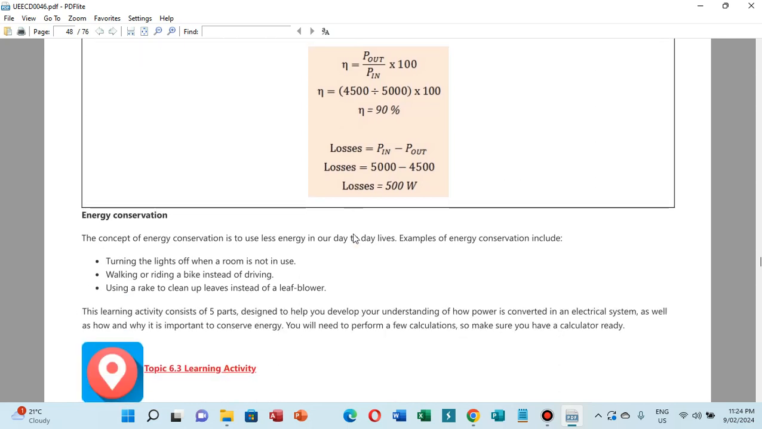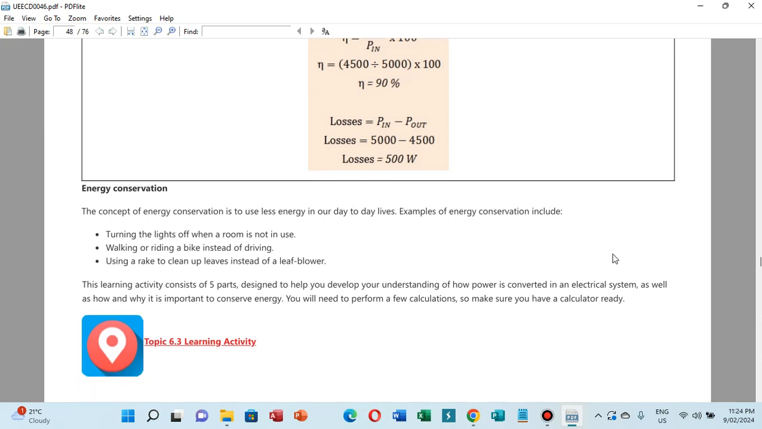So, energy conservation is the concept of using less energy in our daily lives. Examples include turning the light off when the room is not in use, walking or riding a bike instead of driving, and using a clean energy source instead of high power.